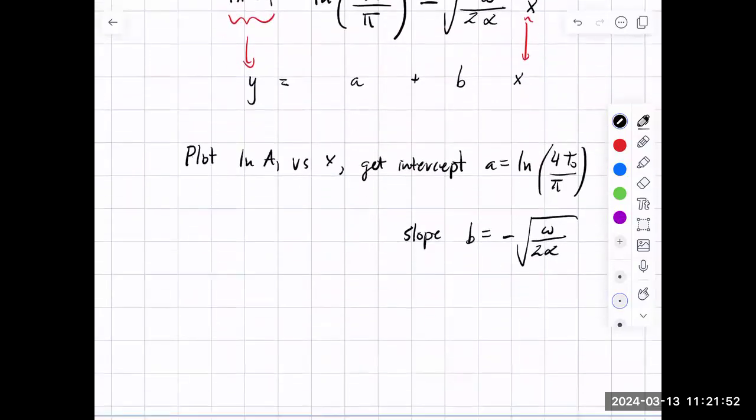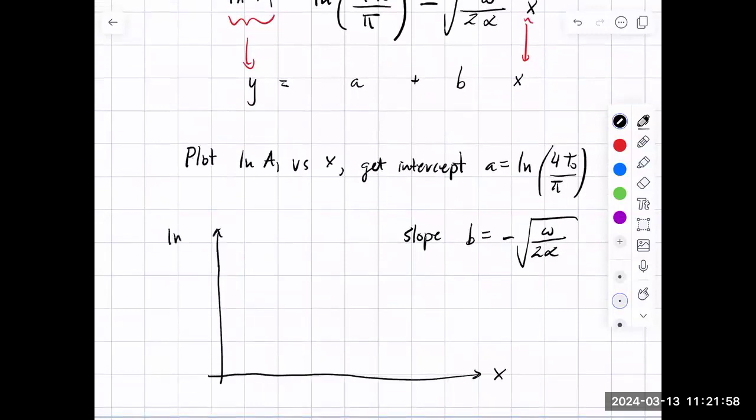Okay. All right. I mean, I guess we could draw it. So this would be x, and this would be the ln of A1. And we'll just have some data points in here. And I mean, this just looks like all the other linear fits that we've sketched out. It'd be something like that. Okay, so once you've done this and you've found the slope and its uncertainty, you can use it to find alpha.